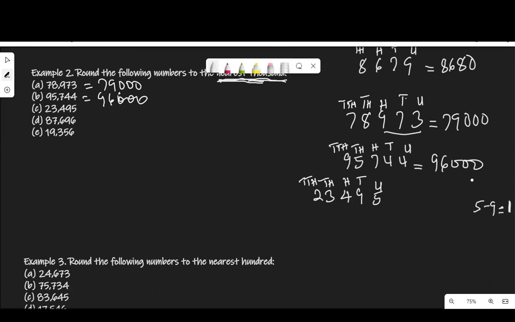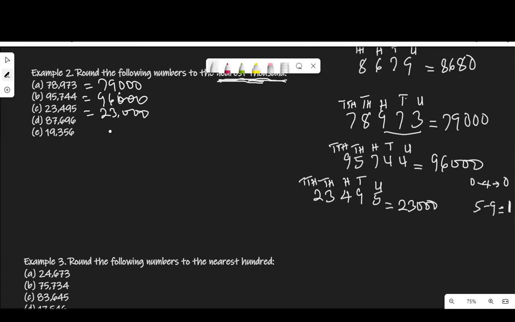4 is in the range of 0 to 4. Any number between 0 to 4 round to 0. We're going to round this 4 to 0. 0 plus 3 is still 3. So this number to the nearest 1000 is 23,000.